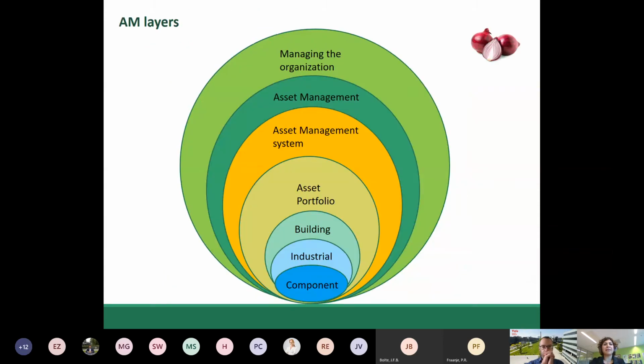Asset management has different layers. It's like an onion. In the innermost layer, we look at the components. One layer above is industrial, and then the entire building. Then it comes to asset portfolio, then asset management system. At the higher level, asset management, and at the highest level is managing the organization.